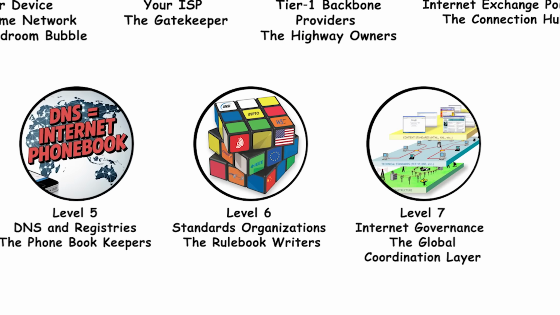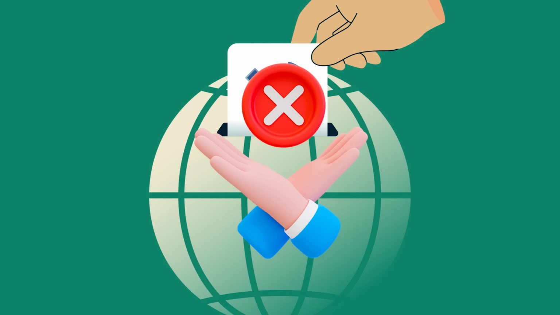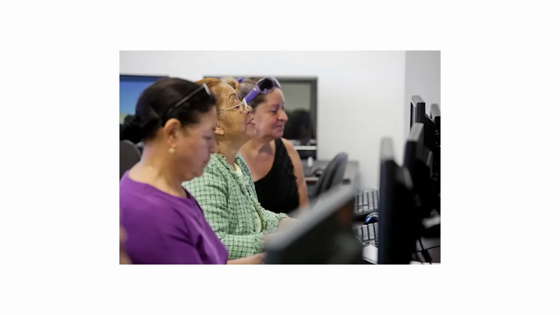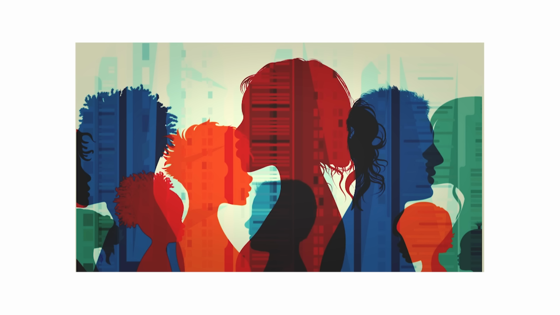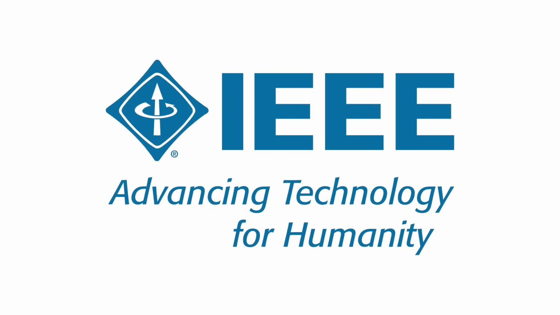Level 6, standards organizations, the rulebook writers. Level 6 is where the technical rules of how the internet actually works get decided. These aren't companies or governments. They're international standards bodies and technical communities that write the rulebooks everyone follows. The big players here are the IETF, W3C, and IEEE.